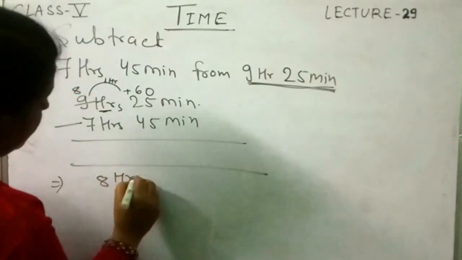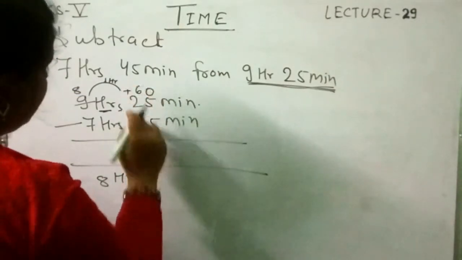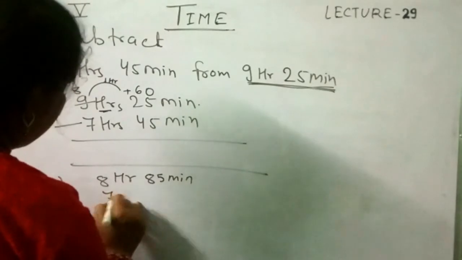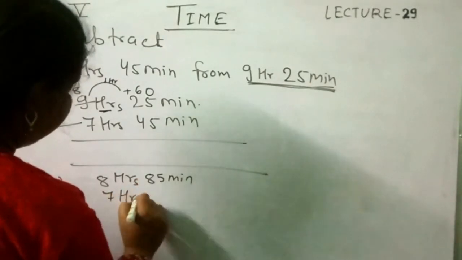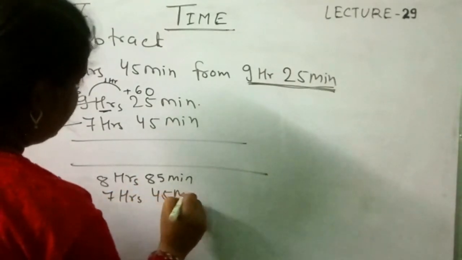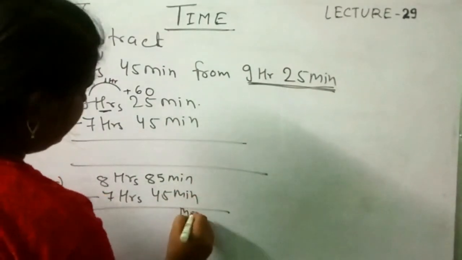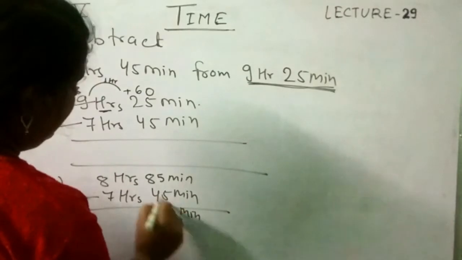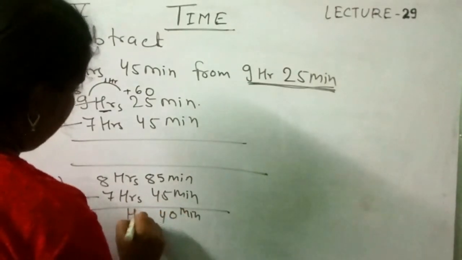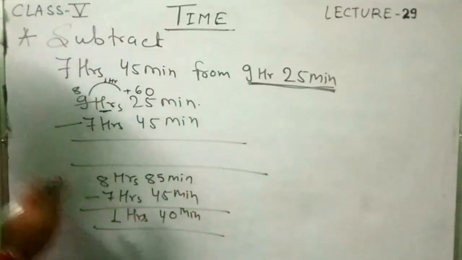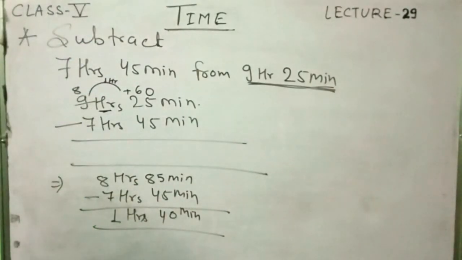Now 8 hours, and this one is 6 plus 2, 85 minutes, and here in the down as it is you write 7 hours 45 minutes. Okay, subtract this one, minute. 5 minus 5, 0, 8 minus 4, 4, and hours, 8 minus 7 is 1. That means 1 hour 40 minutes. That is the answer.